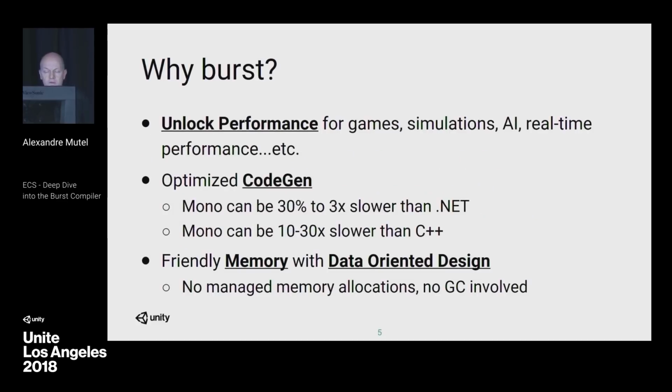Why Burst? Obviously, it's all about performance, right? So it's for games, but also for simulations, for AI, even for real-time performance. And there are two aspects to it. The first one is obviously codegen. The more your codegen is optimized, the more your program is supposed to run quickly. And we know, for example, that Mono is very slow compared to C++. This also applies to some extent to IL2CPP and to .NET Core CLR. One of the reasons is that they are general-purpose compilers, and they can take some shortcuts that a more optimized native compiler could not take.